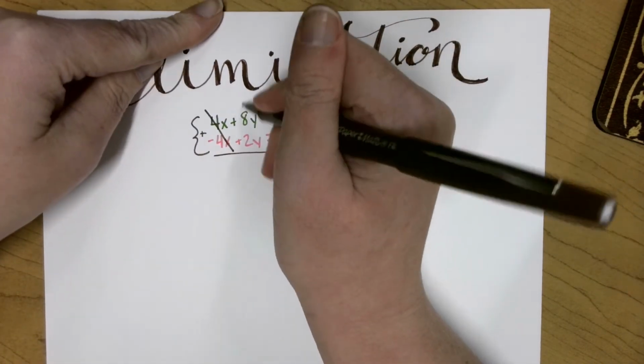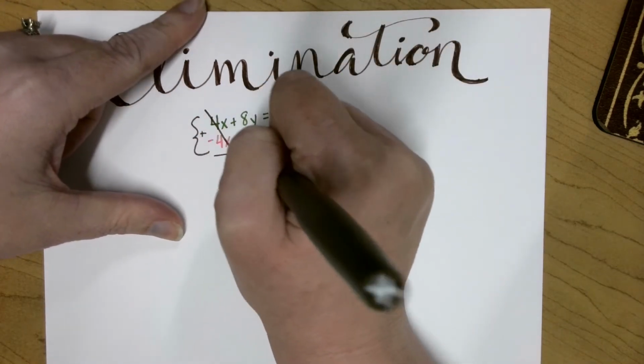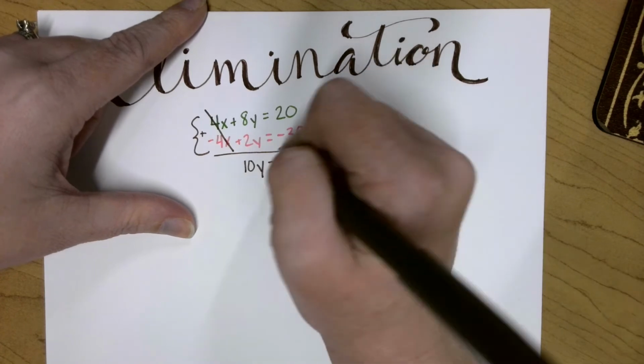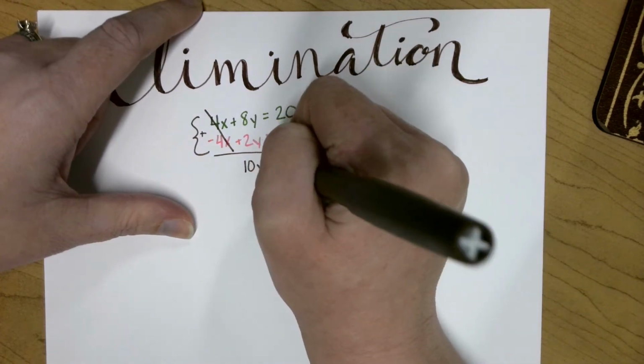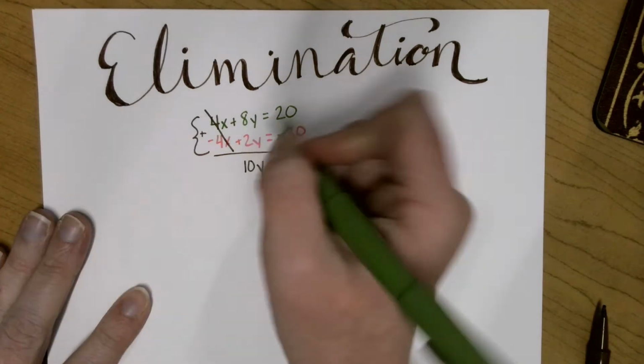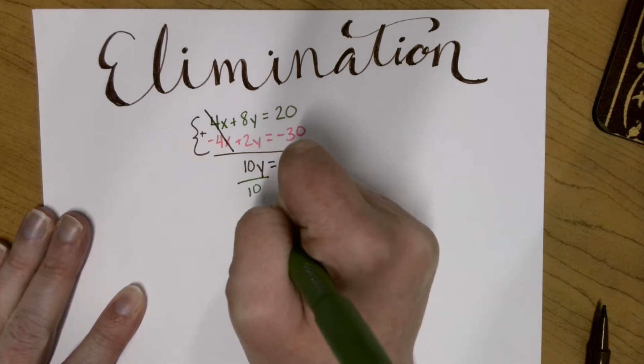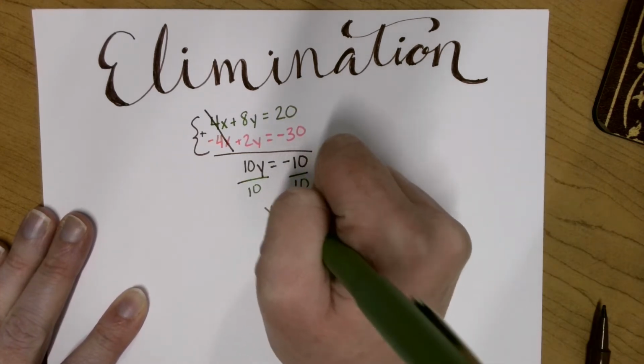Okay, then we need to add these two equations. So 8y plus 2y is 10y. And 20 minus 30 is negative 10. And can you get an easier equation than that? I'm going to just divide by 10. And you should get y equals negative 1.